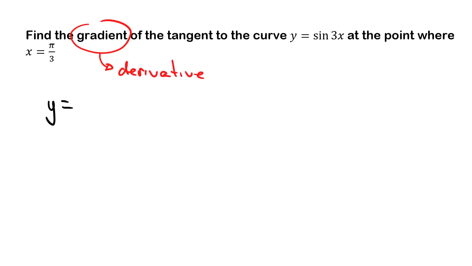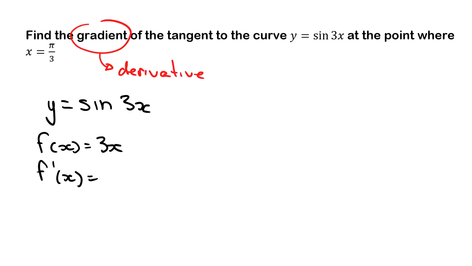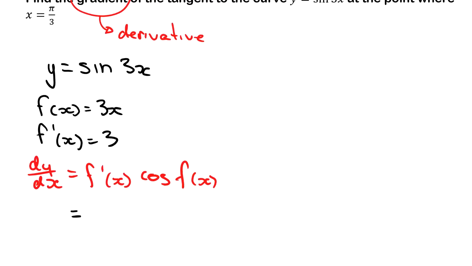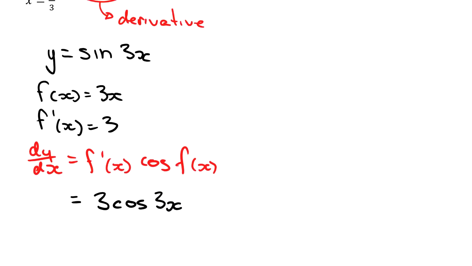If we start with y equals sine 3x, where f(x) equals my 3x, the derivative equals 3. So remember, we substitute these into the form dy dx equals f'(x) cos f(x). So what we get here is 3 cos 3x. Now we need to find our gradient.